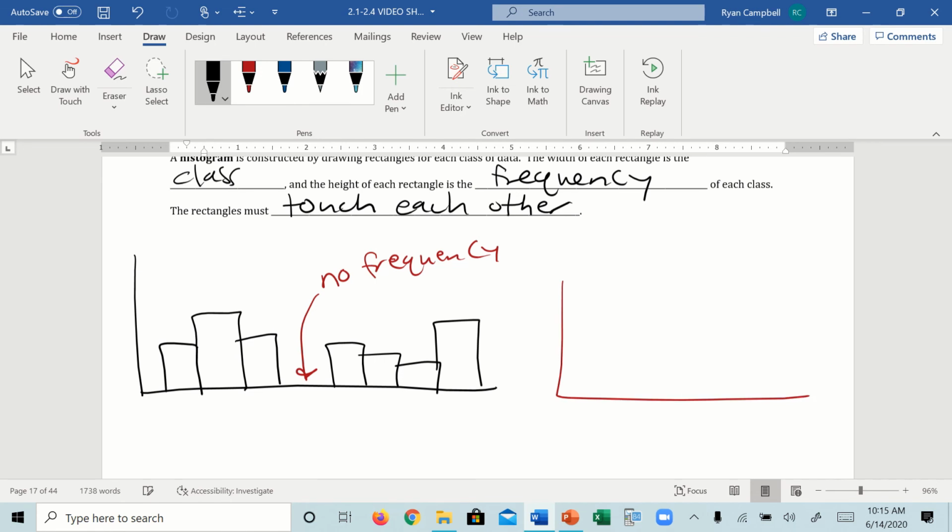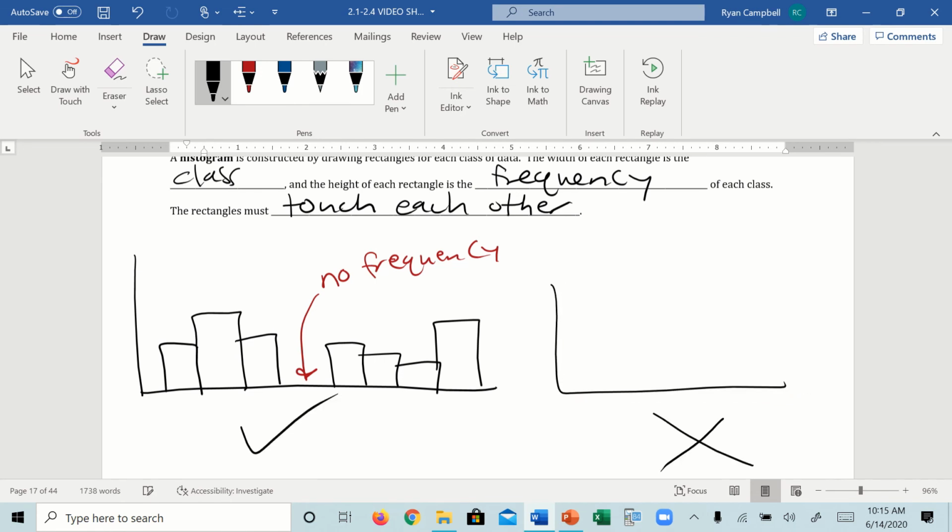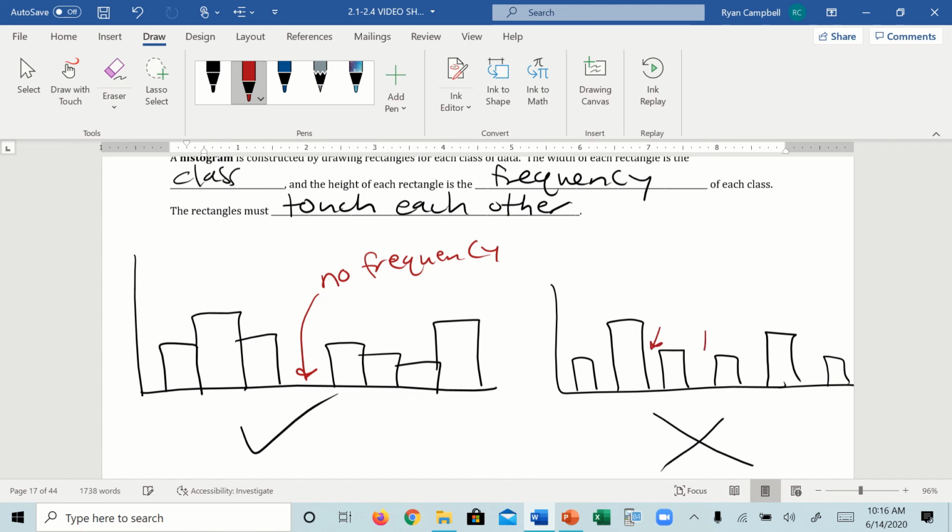However, if it's something like this, so this is good, this is not good, right? If they're separated, well, it's hard to tell, right? This one looks like it has less space than this one. So did someone just draw it incorrectly?